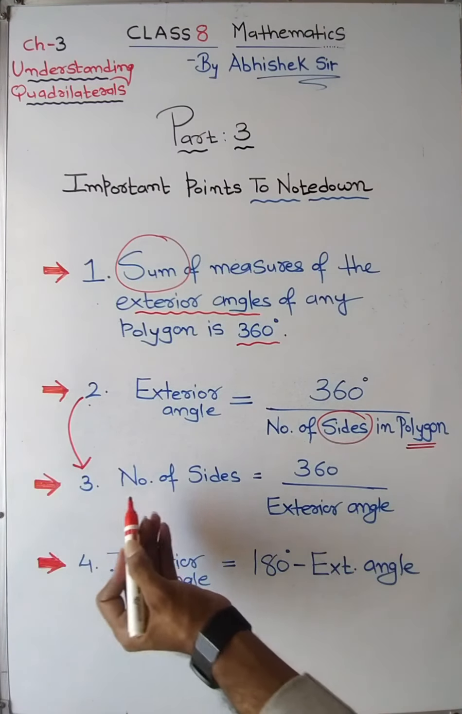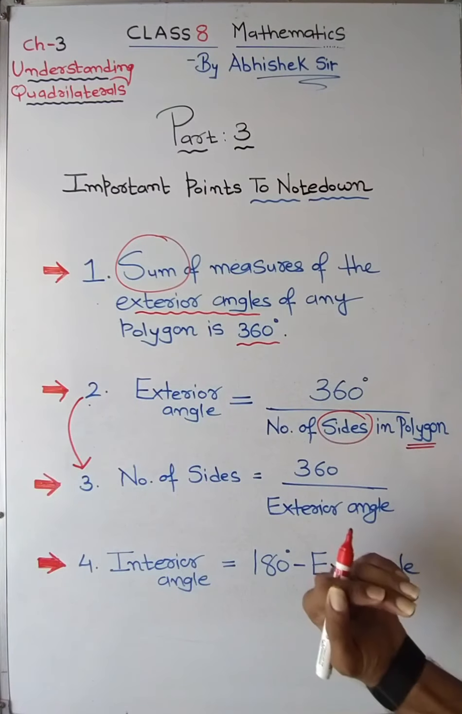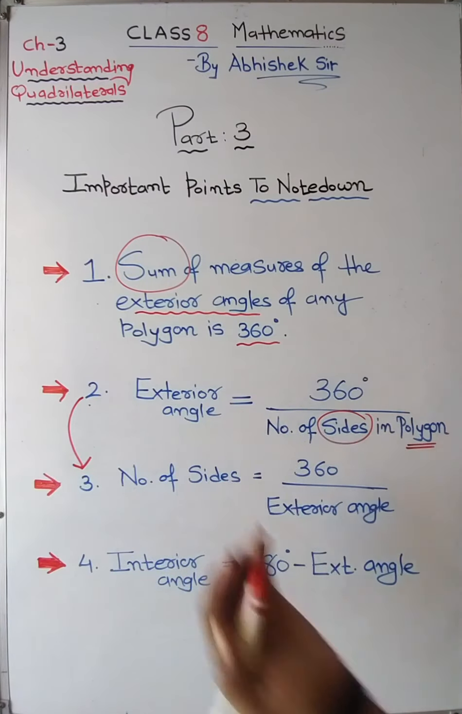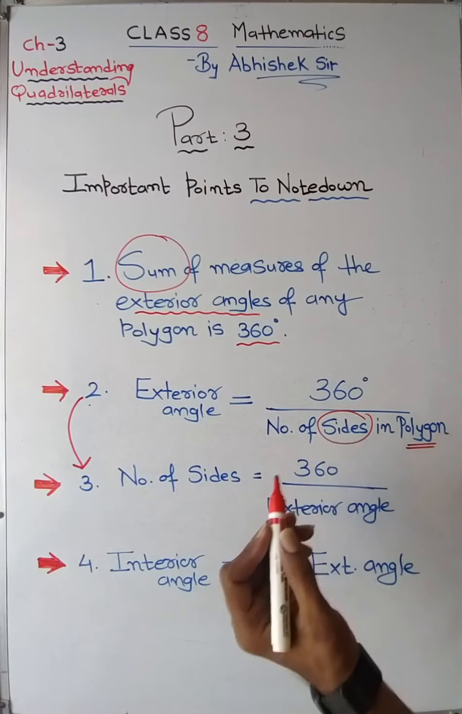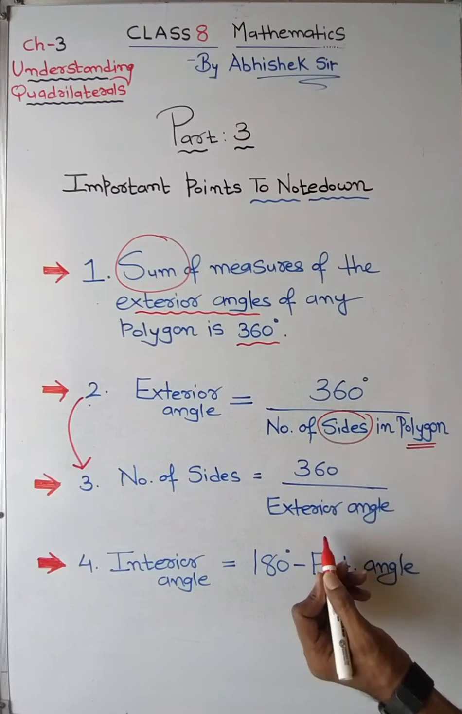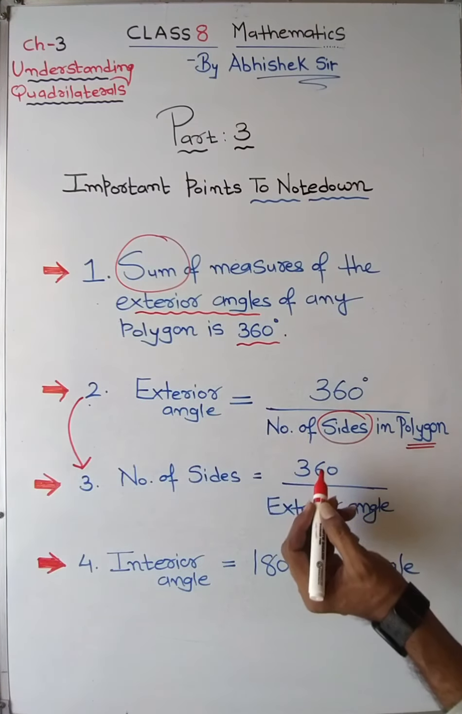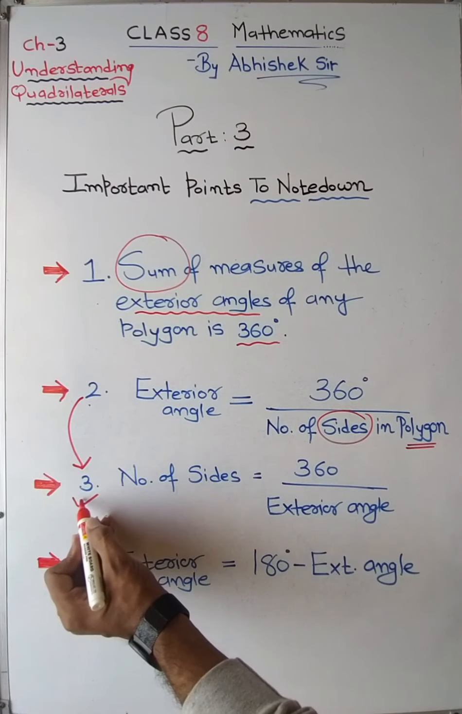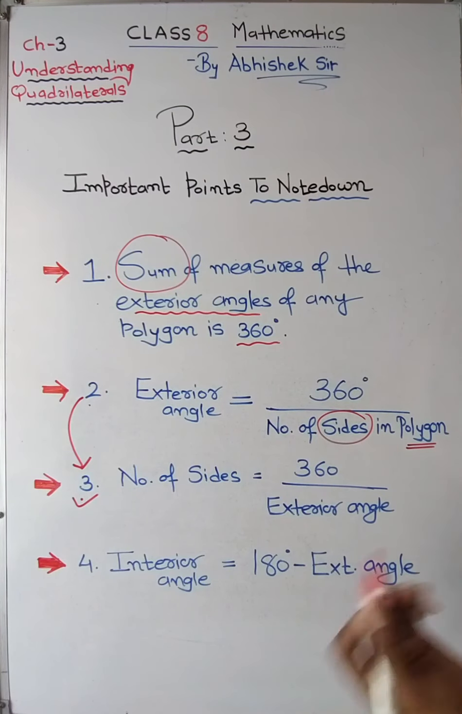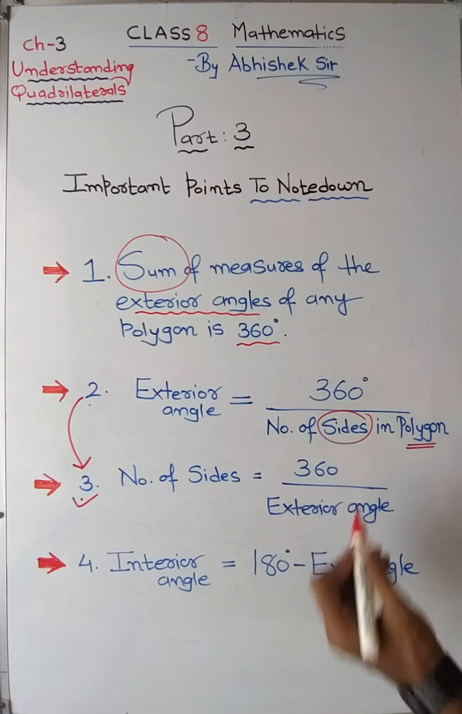Now from this formula only we have derived formula number 3. You see, take number of sides on this side and exterior angle on this side. So we are interchanging. Interchanging will give us another formula, which will be number of sides equals 360 upon exterior angle, right? So we change the position of these two. This is an extra formula which might be helpful in case any sum is there in the exercise.